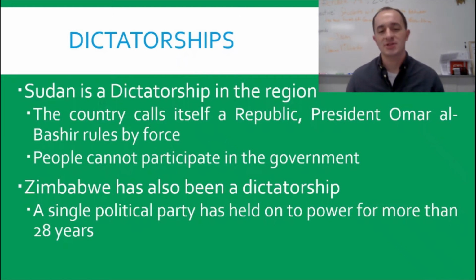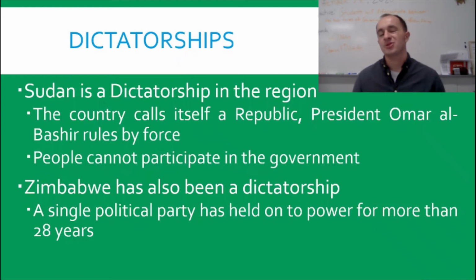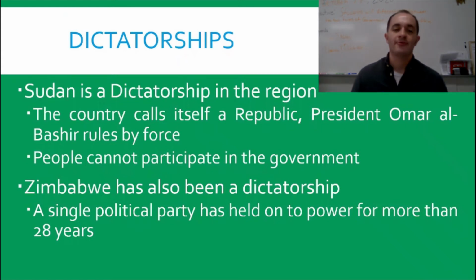Another example we have is Zimbabwe. Zimbabwe also has been a dictatorship in that they have a single political party that has held onto power for more than 28 years. So we see two ways that people can become dictators, or we can have dictatorships in the region. One is rule by force.